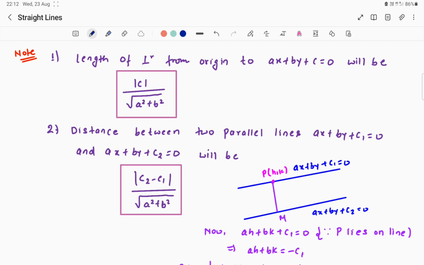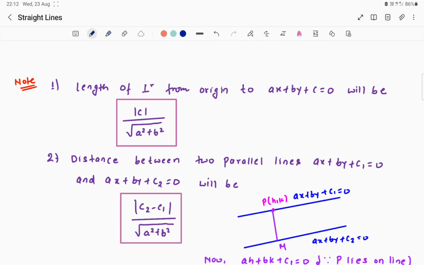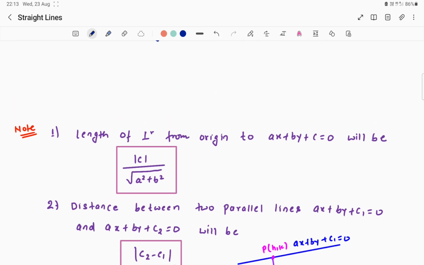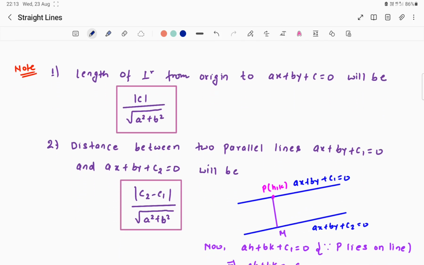Then we moved on to various forms of straight line. We saw slope point form, two-point form, slope intercept form, normal form, and general form also, and the conversion of general form to slope intercept form or normal form. Then last lecture we saw the perpendicular distance of a point from a line. So these are the things that we have discussed, and we did some problems also. So now we are going ahead.